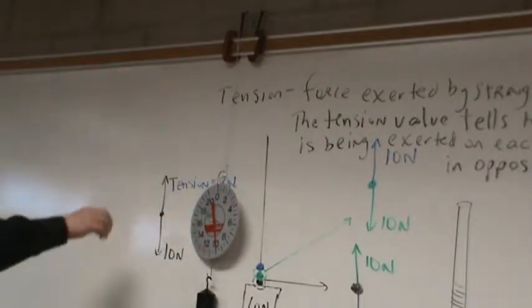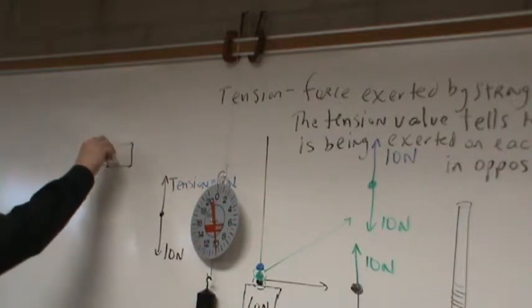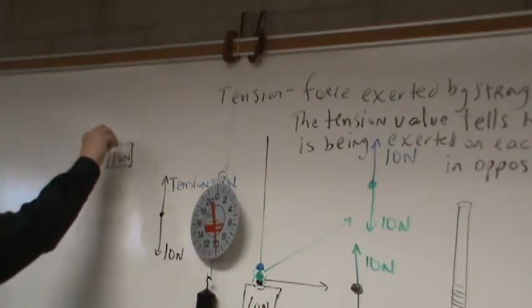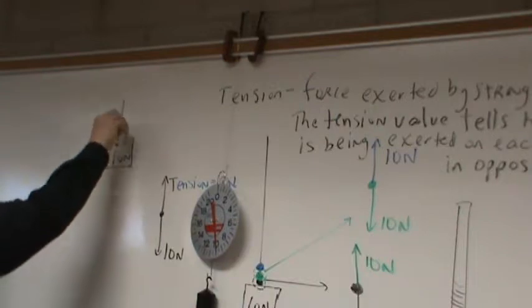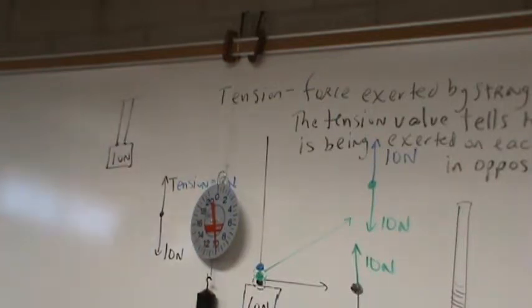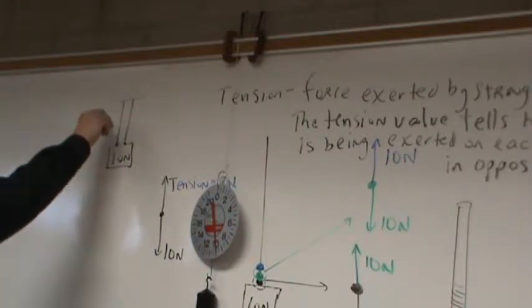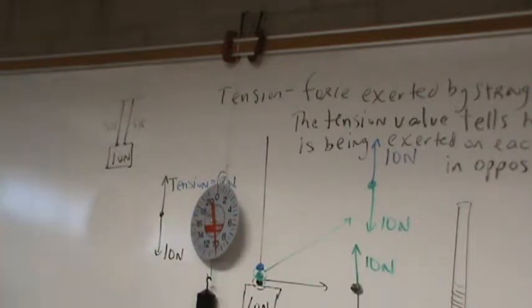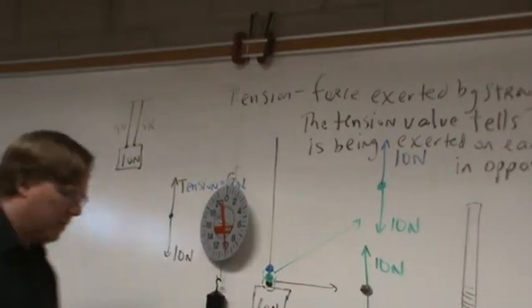What if I decided to hold up my 10 Newton weight with two separate and distinct strings? Now, what would the tension at each of these strings be? How many people vote 5 newtons? Hey, good for you. You're right. It would be 5 newtons. That makes sense, right?